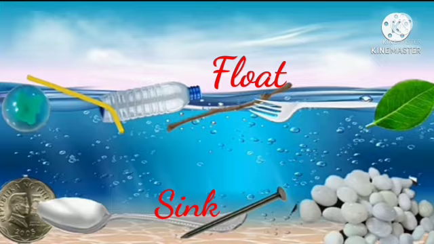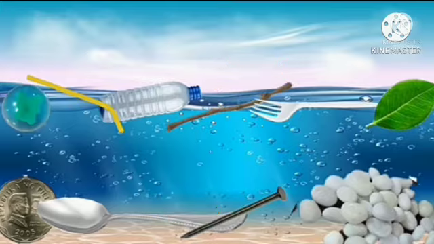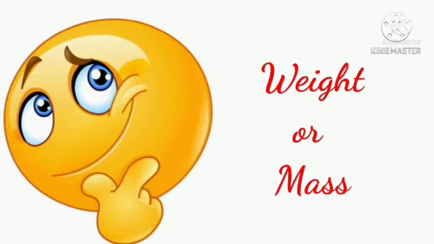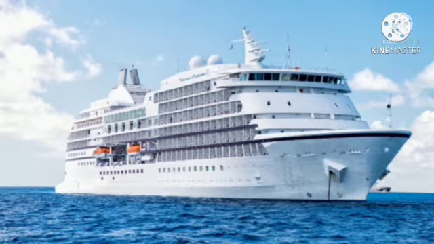So how does this happen that some things float on water while some things sink? Do you think that for floating or sinking, it is the weight or the mass of an object that is really important? Probably not. Otherwise, such a heavy ship would sink in an ocean or a sea.